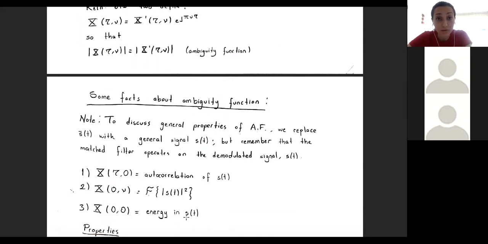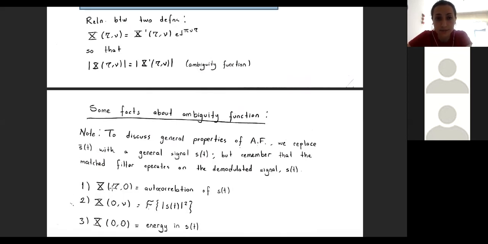Remember that S bar was the output of the demodulator system, so it's the complex baseband signal. Remember that the matched filter always operates after the demodulator, so it always operates on the demodulated signal. So everything we have as a signal term in the ambiguity function is the demodulated signal, S bar of t. So at the origin, we have the energy in our actual signal.